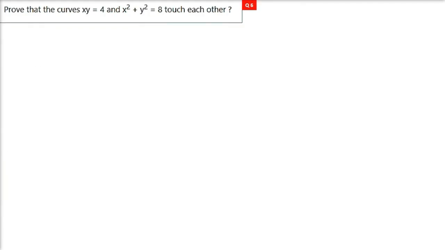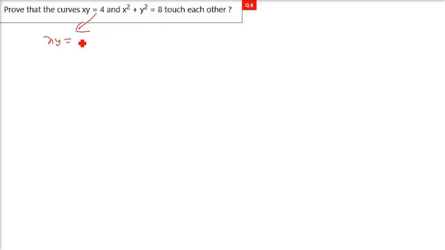Now prove that the curves xy equals 4 and x square plus y square equals 8 touch each other. What does that mean? So we need to have an intersection point between them if they are touching. If they are intersecting or if they are touching, both times we need certain points here. Alright, so let us try to get some intersection points here.